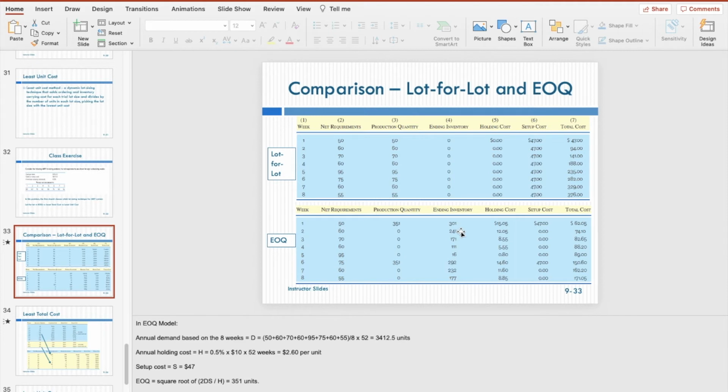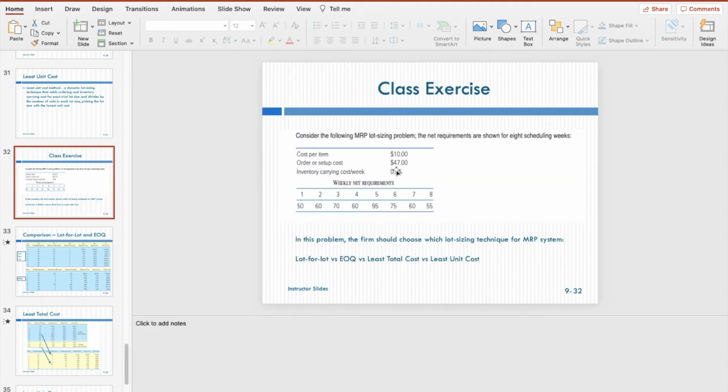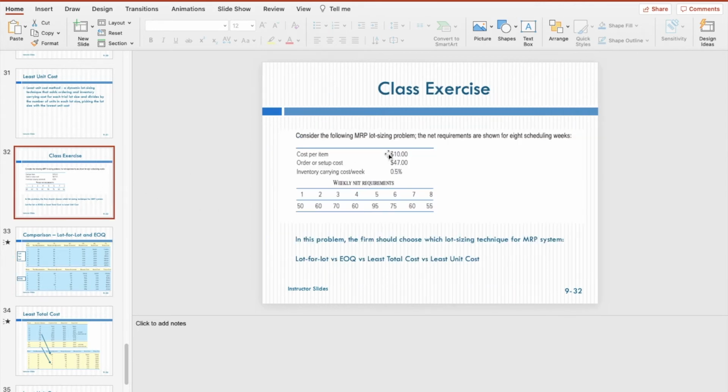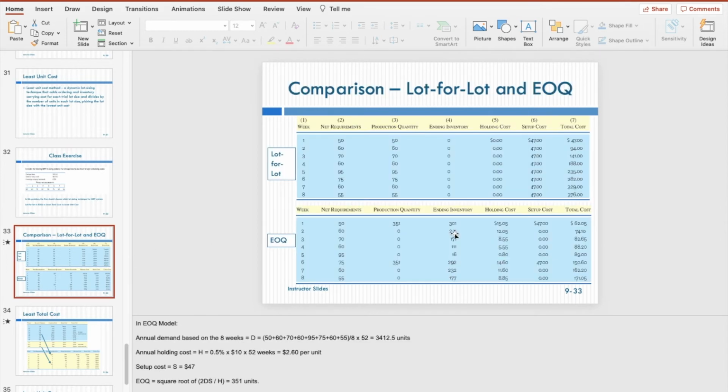That's very intuitive. Still, how do we get this number? You use 241 times 0.5%, and also times 10, because 10 is the production cost. It's 0.5% of the production cost. So 10 times 0.5% and then times 241. That gives you 12.05. That will be the holding cost.